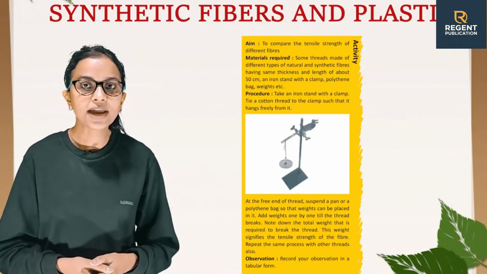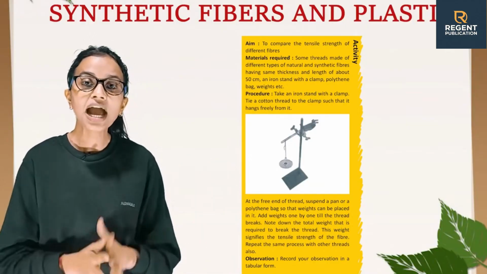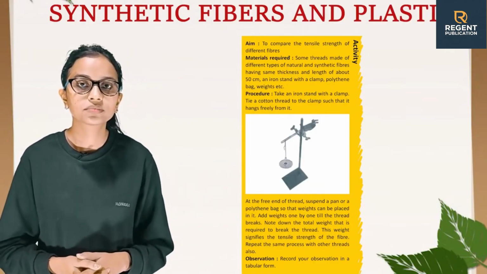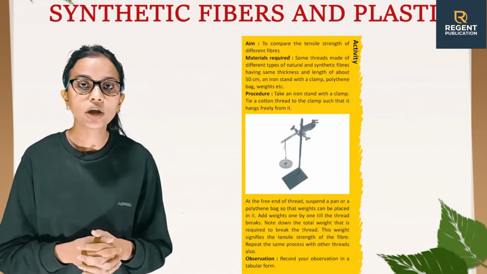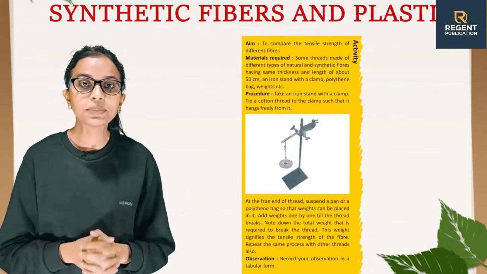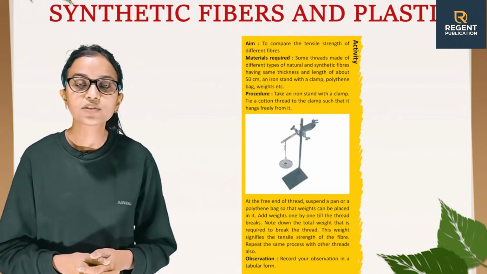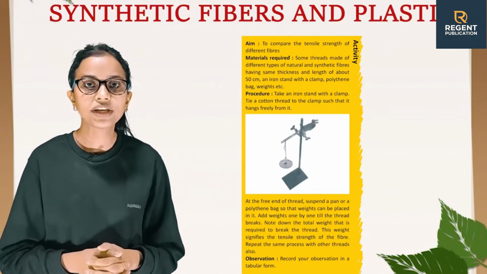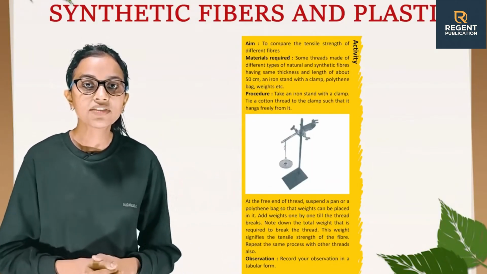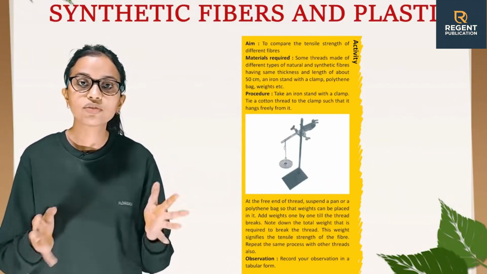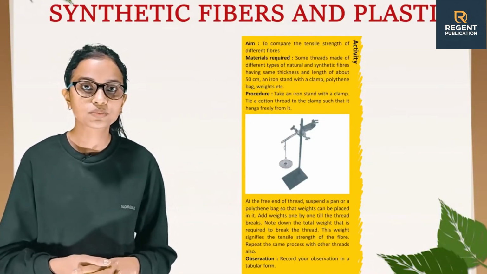Take an iron stand with a clamp. Tie a cotton thread to the clamp such that it hangs freely from it. At the free end of the thread, suspend a pan or a polythene bag so that weights can be placed in it. Add weights one by one till the thread breaks. Note down the total weight that is required to break the thread. This weight signifies the tensile strength of the fiber. Repeat the same process with other threads also.